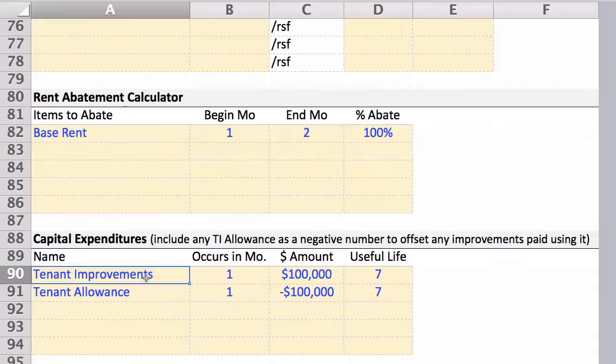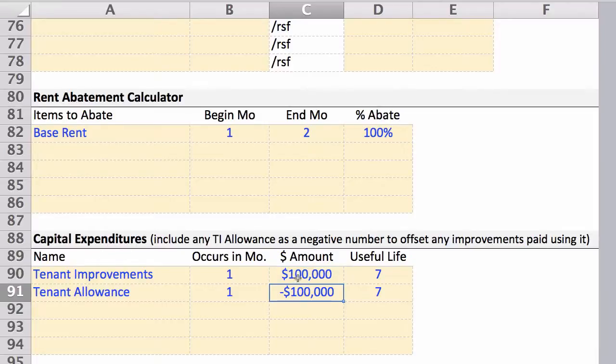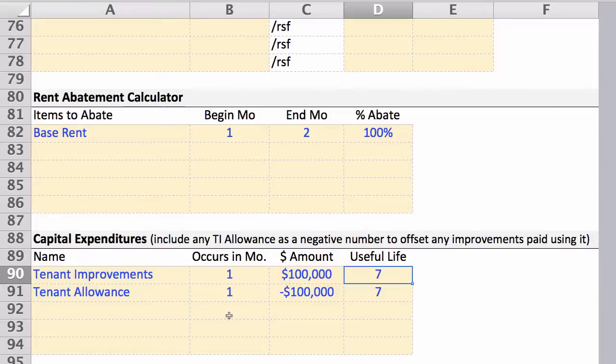The last section is the capital expenditure section. In this section, we've got tenant improvement allowance of $100,000, and we're expending that same amount in our space for build out and things of that nature. Note that we'll offset this tenant improvement allowance with any expenditure. If the two items equal one another, you can elect to leave this field blank. And then we're depreciating these improvements over a 7-year period.